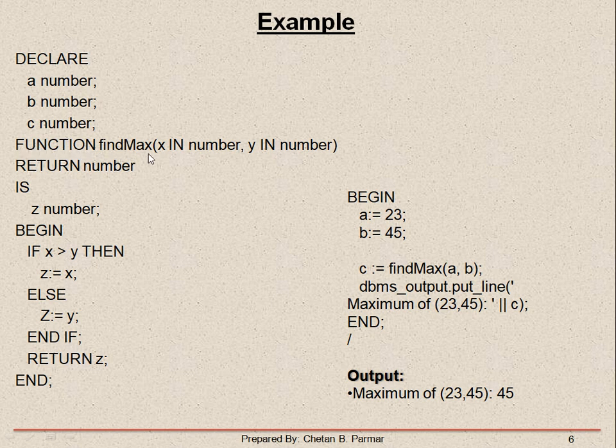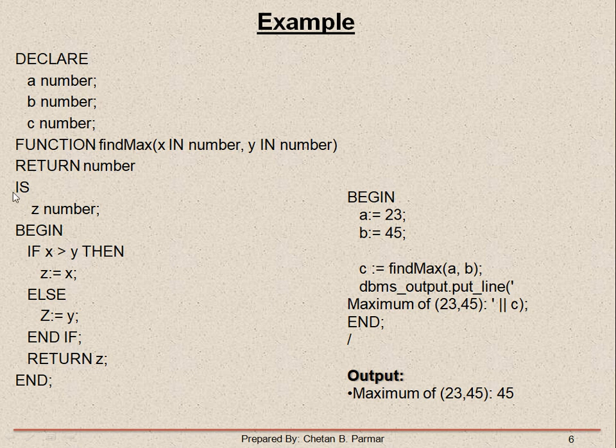Then my function name is find max, because I want to find the maximum value, and here I am passing two variables, x and y, of type number. These both are number type variables, meaning x and y can be taken as arguments. Then return number, so it will return one value, from x or y, whichever is bigger.